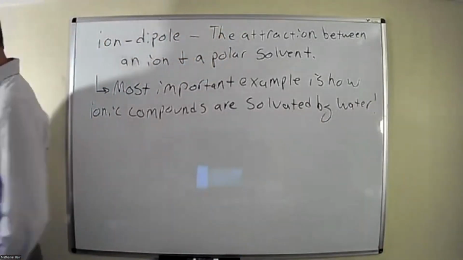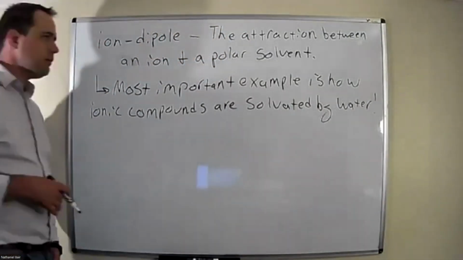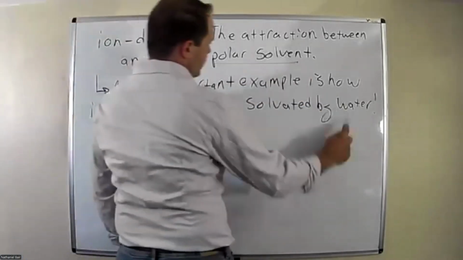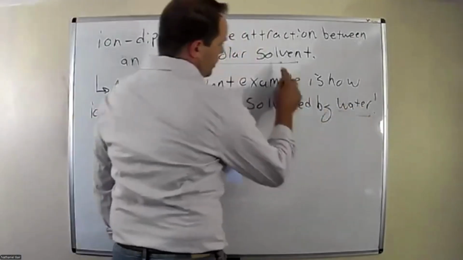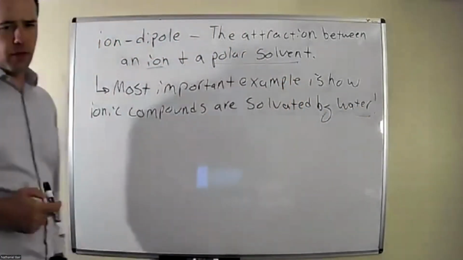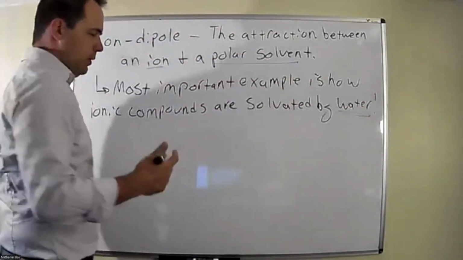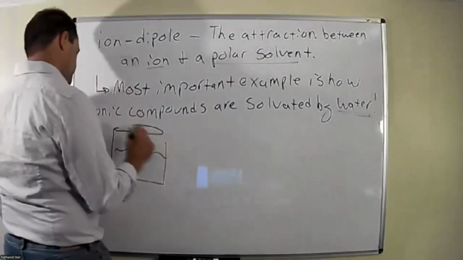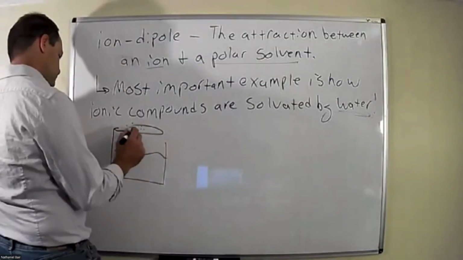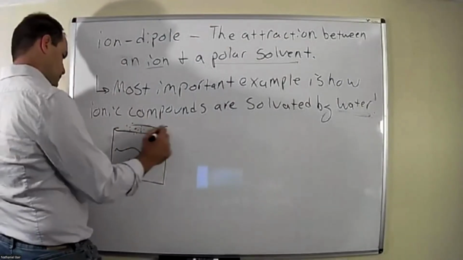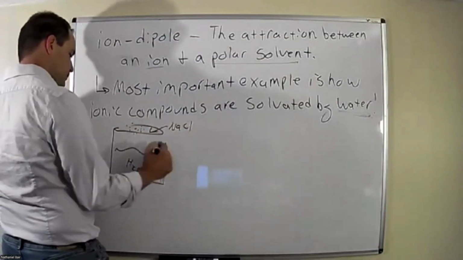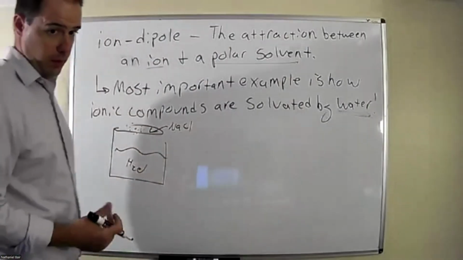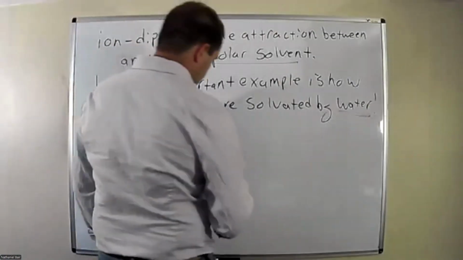Look at some examples. All right, an ion dipole is the attraction between an ion and a polar solvent. Water is polar. Water is the polar solvent, and the ions come from ionic compounds. For example, sodium chloride. Salt dissolves in water. How's it doing that? Here's how it does that.